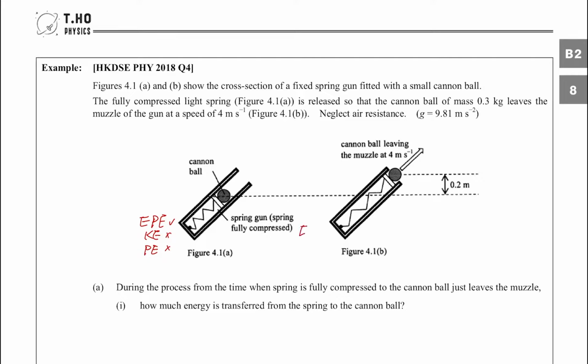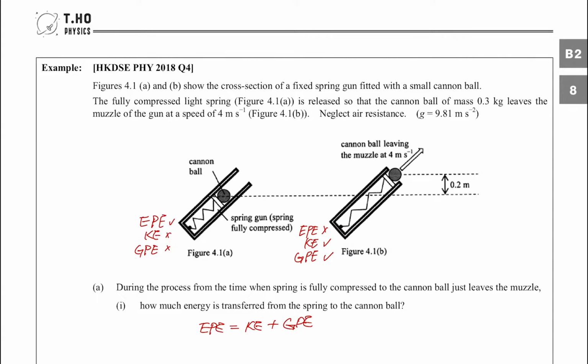However, later on, the spring is released. No longer do we have EPE, but we have KE and we have GPE. So this is a conversion of energy. By considering the conservation of energy, we know that the EPE stored in the spring is converted to the KE of the ball and the GPE of the ball.